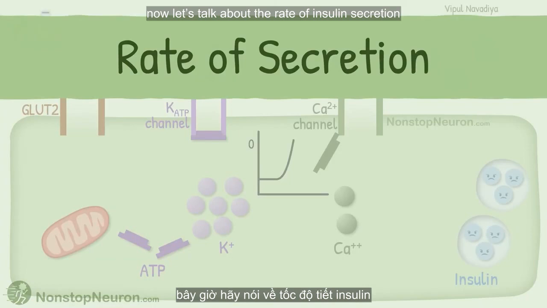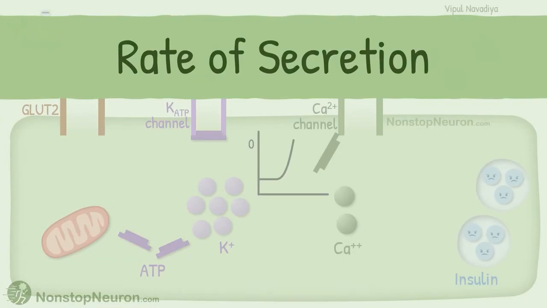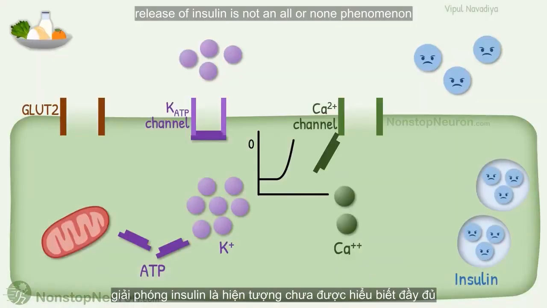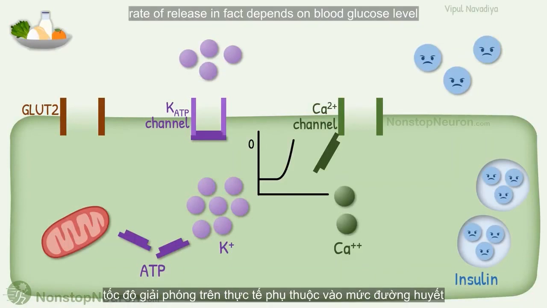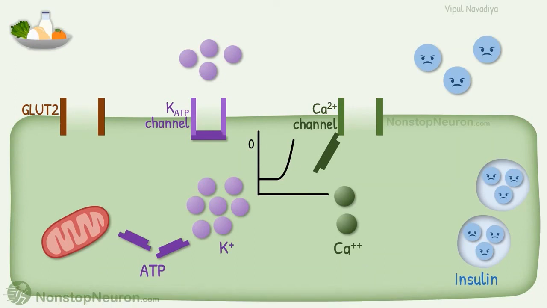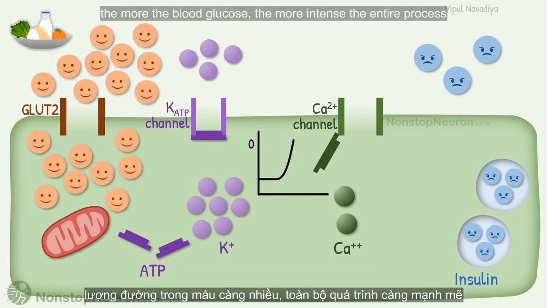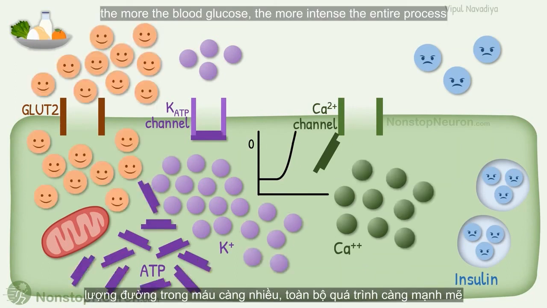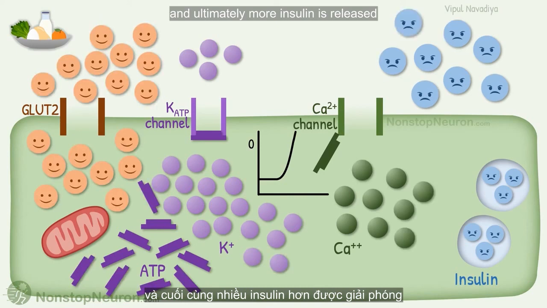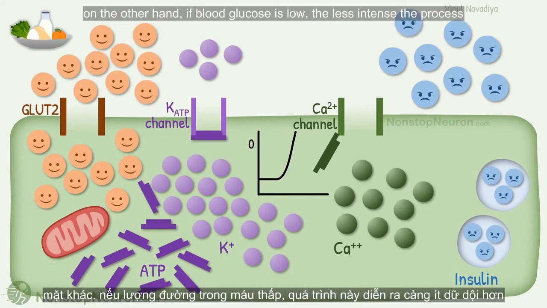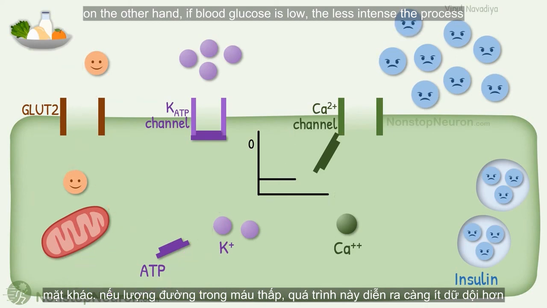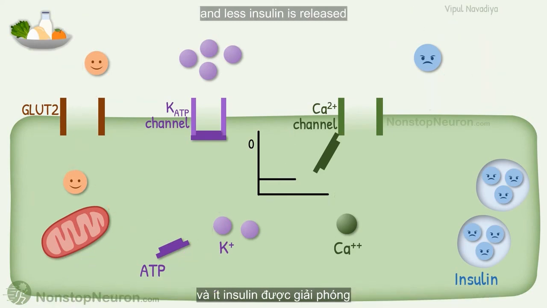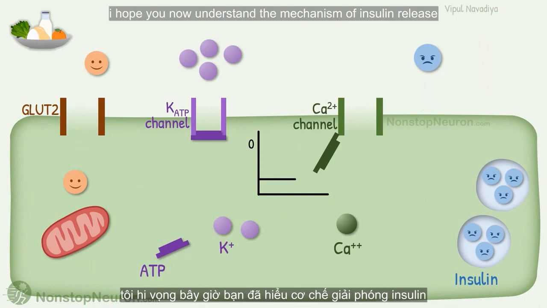Now let's talk about the rate of insulin secretion. Release of insulin is not an all or none phenomenon. Rate of release, in fact, depends on blood glucose level. The more the blood glucose, the more intense the entire process, and ultimately, the more insulin is released. On the other hand, if blood glucose is low, the less intense the process and less insulin is released. I hope you now understand the mechanism of insulin release.